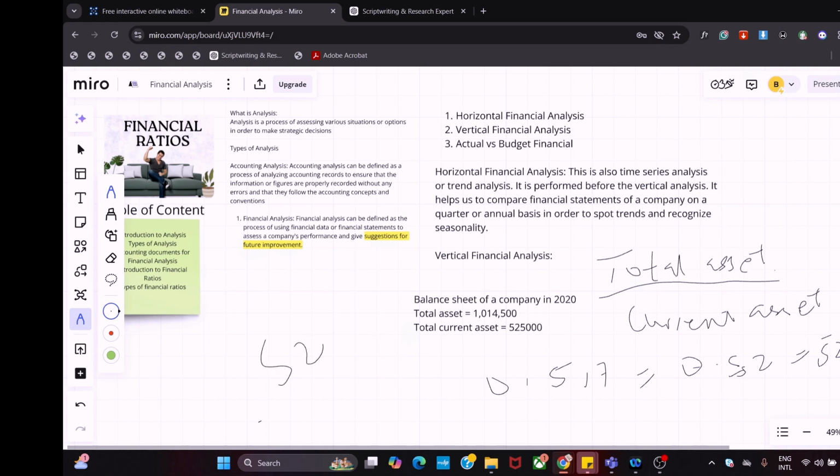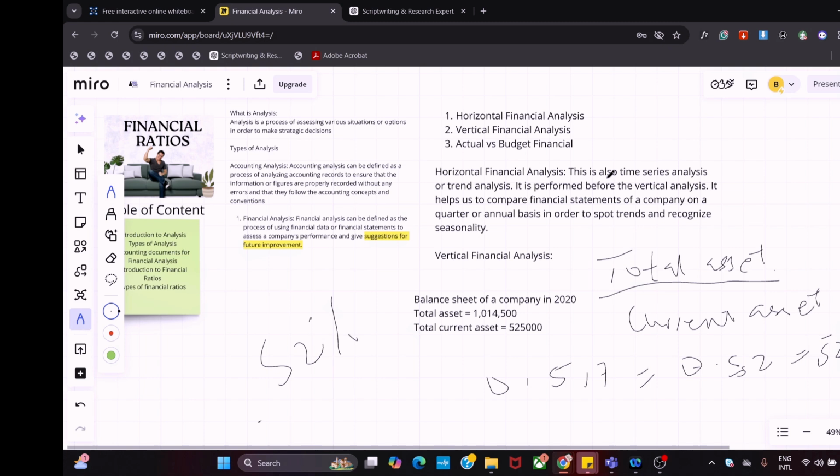Which is equal to 52%. So this simply means that 52% of current assets makes up the total assets of the company. 52% of current assets makes up the total assets of a company.